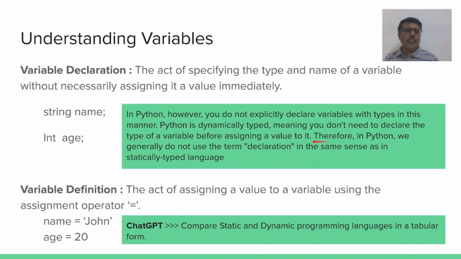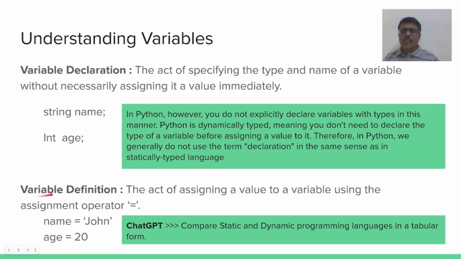So that's why in Python we generally do not use the term declaration in the same sense as statically typed languages like Java or other languages. Then you might have a question: what is a statically typed language and what is a dynamically typed language, right? Just hold on to your question here. We will quickly go through that.